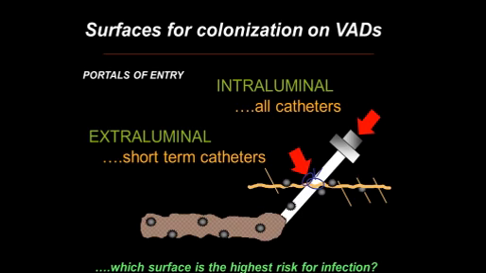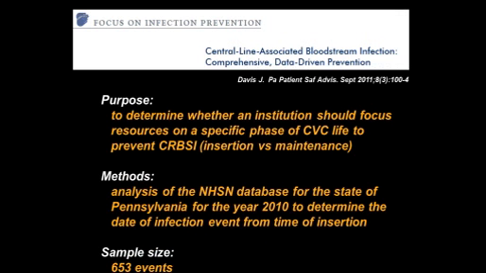And also, indeed, which surface is the highest risk for infection, particularly when we're talking about PICCs and the longer-term dwell times? Well, finally, we have some data that I think very clearly identifies the differences in the source of infection. This was a study done by Jim Davis and the Pennsylvania Patient Safety Advisory Committee. They did this study to determine whether an institution should focus resources on a specific phase of CVC life to prevent CRBSI. In other words, we're currently applying a lot of resources, a lot of surveillance, and a lot of attention to insertion technique. But is this where the primary source of infection occurs, or is it somewhere else?